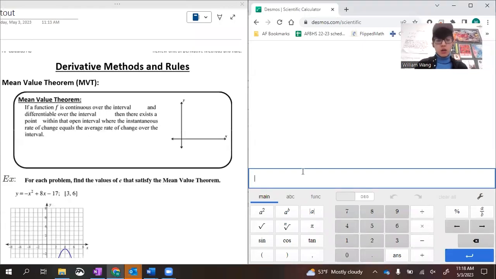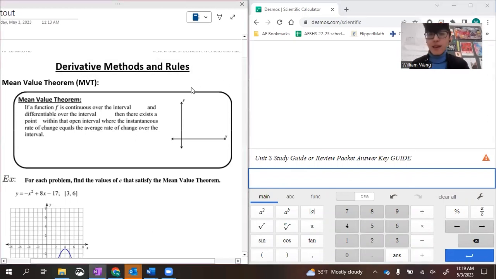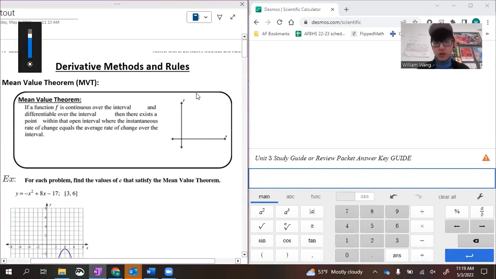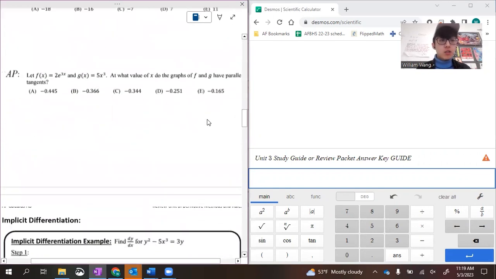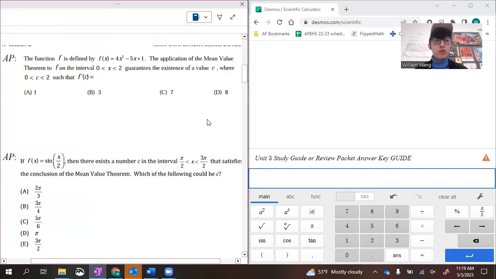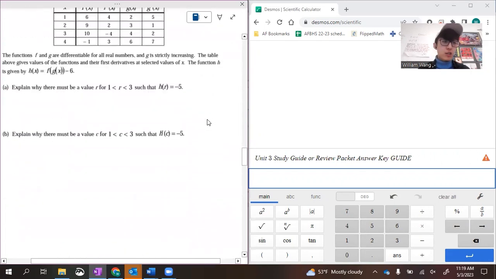So this is my Unit 3 study guide slash review packet, answer key, basically, or guide. So this packet is on derivative methods and rules, although we started that in the last packet. This packet's actually somewhat shorter, mainly focused on the free response, which I will have videos from other people who have explained the free response attached to this video. But I will go through all of the multiple choice questions. We cover mean value theorem, which isn't really a derivative rule, but also chain rule, implicit differentiation, etc.